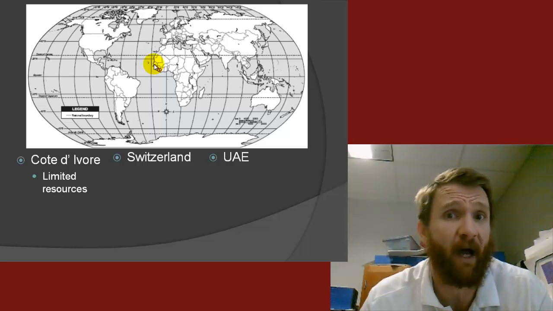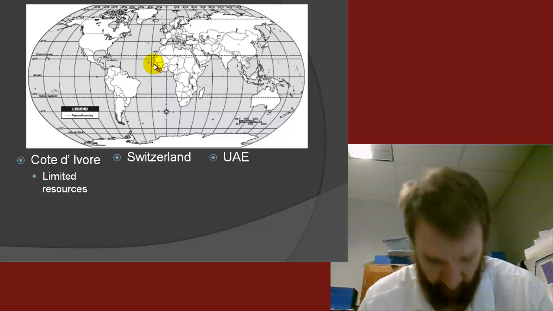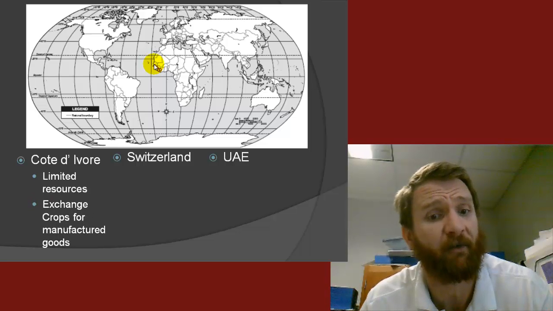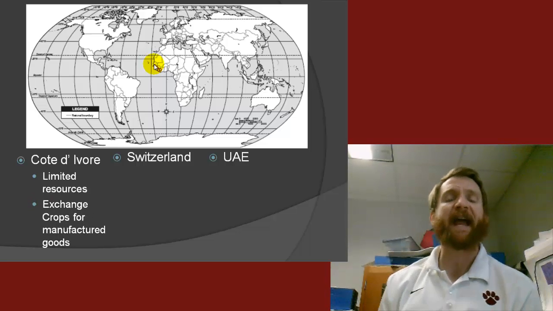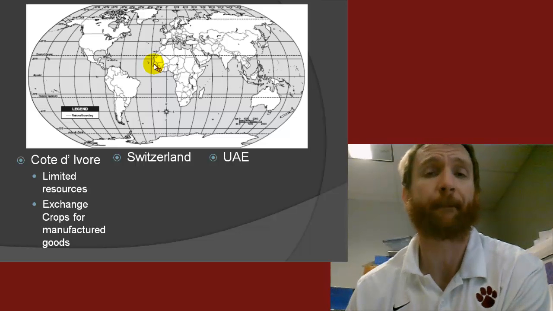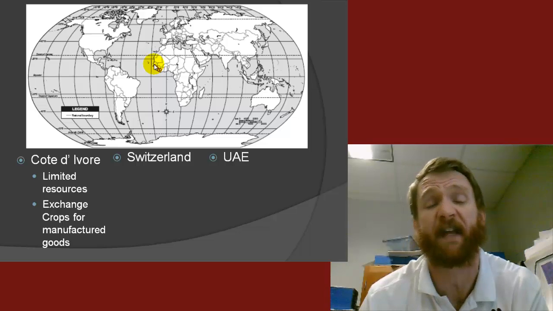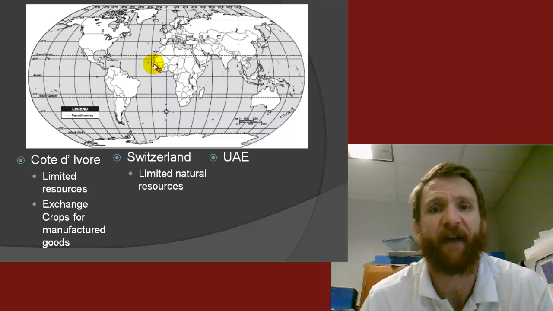The Côte d'Ivoire has very limited natural resources. They're in the Sahel region of Africa, and they don't have a whole lot of resources. So what they do is they exchange their crops for manufactured goods. They trade stuff they grow, cotton, peanuts, other things, rice, for manufactured goods.